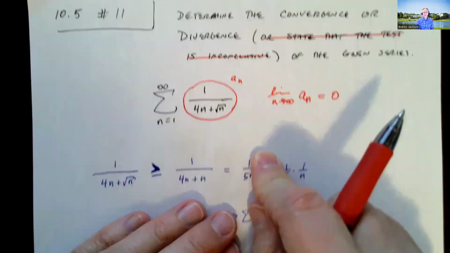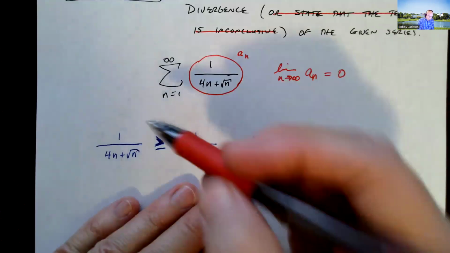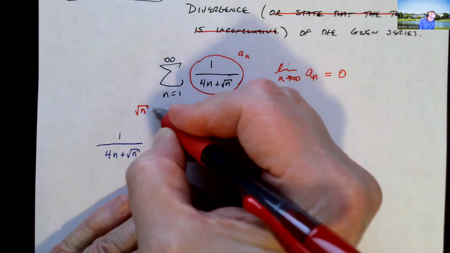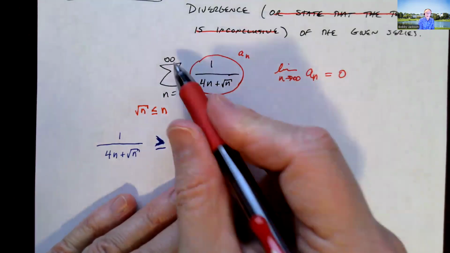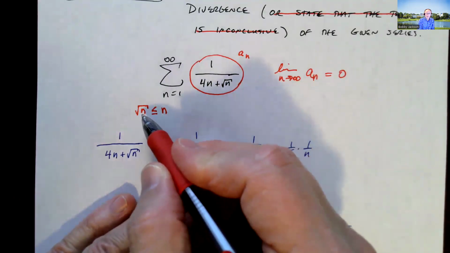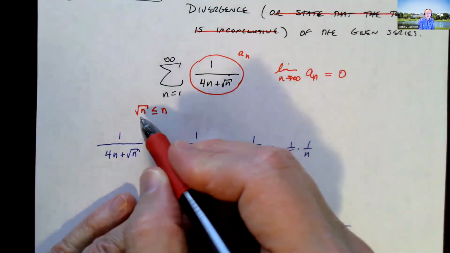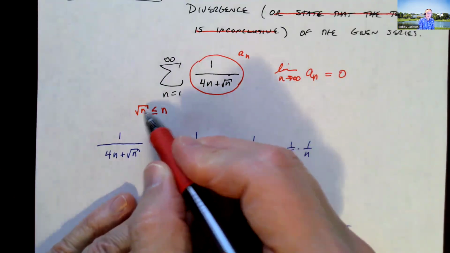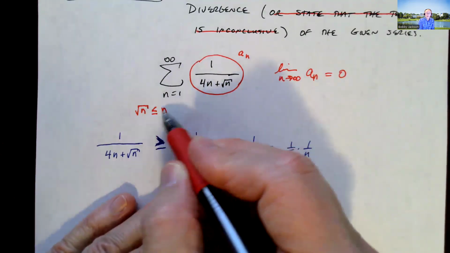So what are we going to look at? Well, the way I'm going to do this is to note that the square root of n is always going to be less than or equal to n for n equal to 1 to infinity. Certainly when n is 1, the square root of 1 equals 1. But when n is 2, the square root of 2 is less than 2. Square root of 3 is less than 3. Square root of 4, which is 2, is less than 4, right? And so this statement is certainly true.